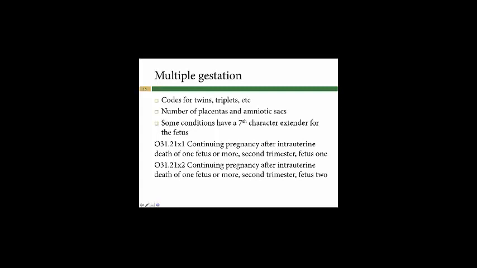031.21, and then we need an X. We need a placeholder code because I need a 7th character and I don't have a 6th. Continuing pregnancy after intrauterine death of 1 fetus or more, 2nd trimester, fetus 1. So we have very specific codes, and we pay attention to which fetus if the patient has multiple fetuses.